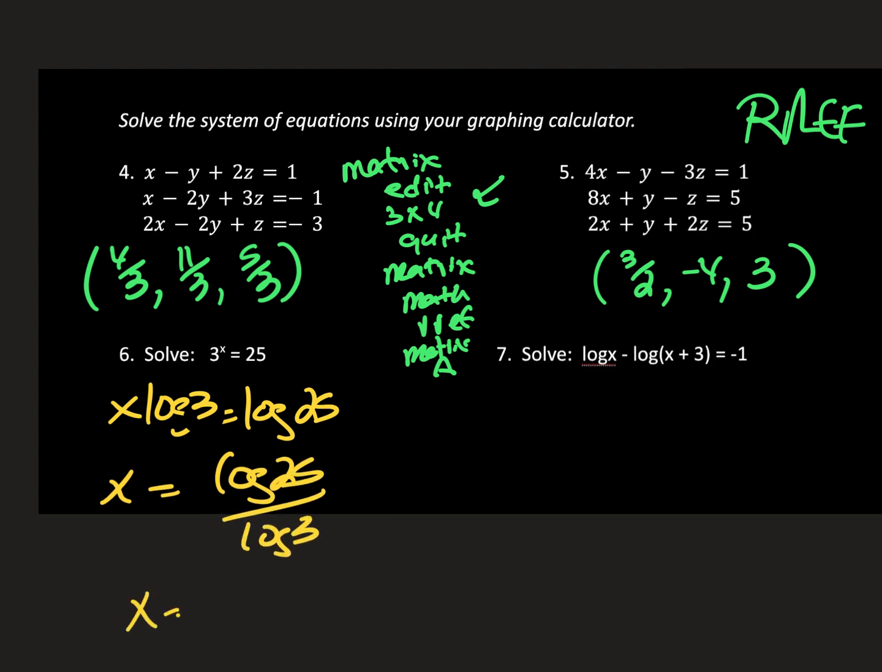So I'm going to log 25 divided by log 3. Let's punch that straight in. Log 25 divided by log 3. I'm getting 2.9299. Let's go 4 decimal places there. Number 7, you got to use your laws here.